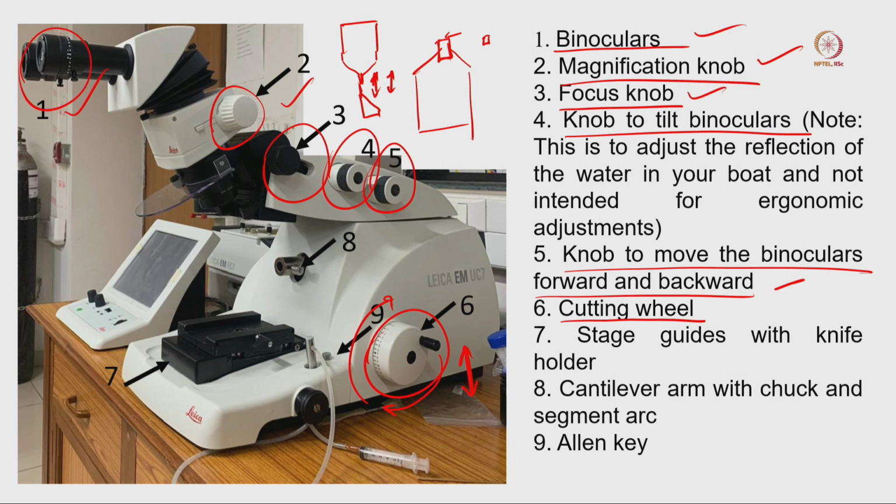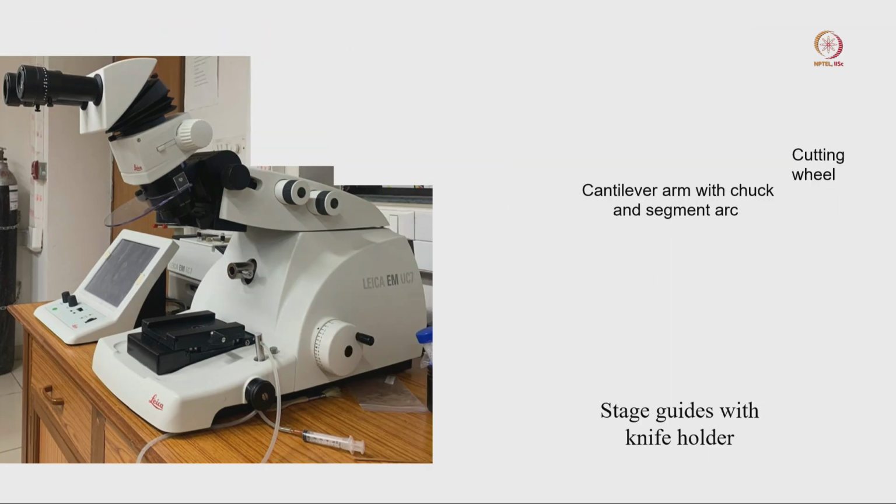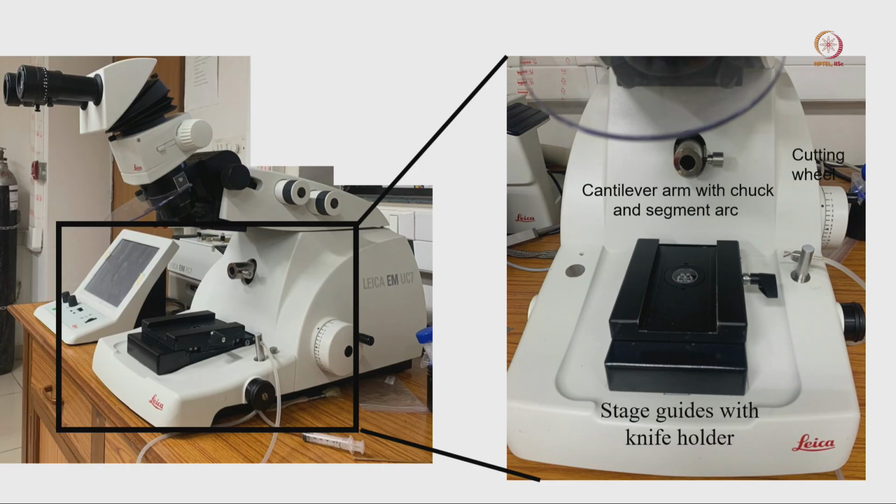Now here, number 7 is the stage with the knife holder. Then 8 is the cantilever arm, where we are going to put our tissue sample, and the knife will be located somewhere here, which is going to help cut the sample. So this is the cantilever arm with the chuck and the segment arc, and 9 is the Allen key to adjust many things.